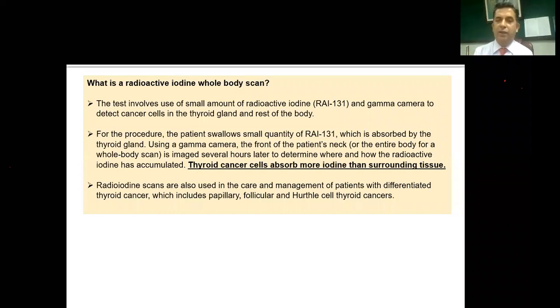But once the normal thyroid gland is removed, the thyroid cancer itself retains the capacity of concentrating iodine. And over time, yes, the thyroid cancer may reduce its capacity to concentrate radioactive iodine, but most of the time in the earlier part of the disease, thyroid cancers are very much iodine avid. So radioactive iodine scans are also done in the care and management of patients with differentiated thyroid cancers. Most cancers of the thyroid, as you know, are differentiated thyroid cancers like papillary, follicular, and Hurthle cell cancers. These cancers can be very adequately imaged and treated using radioactive iodine.